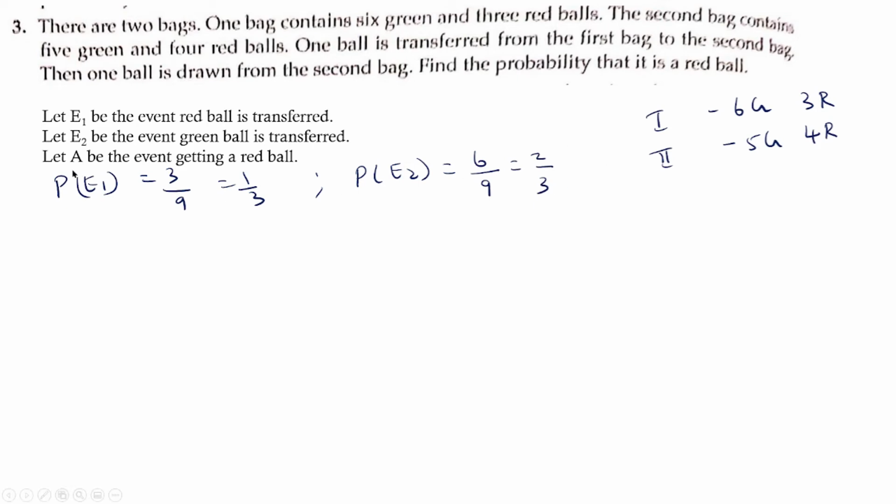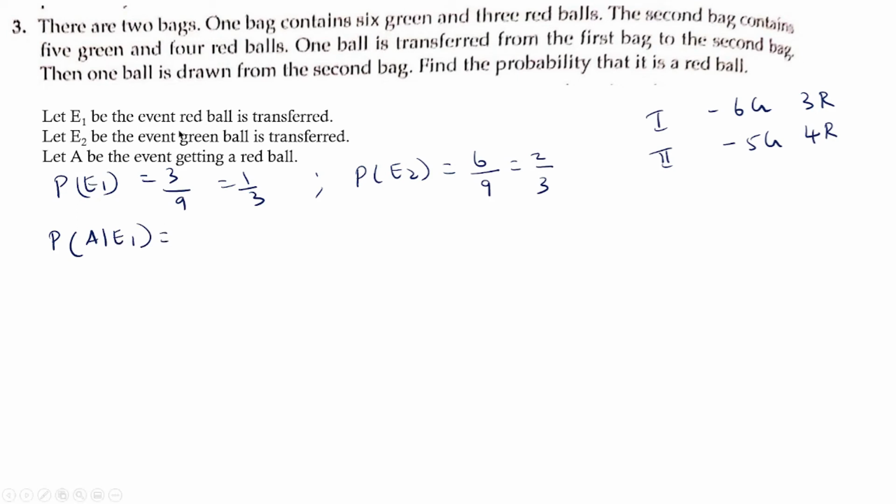Now we need to find probability of A. To find probability of A using the law of total probability, we need probability of E1 into probability of A given E1 plus probability of E2 into probability of A given E2. So probability of A given E1.